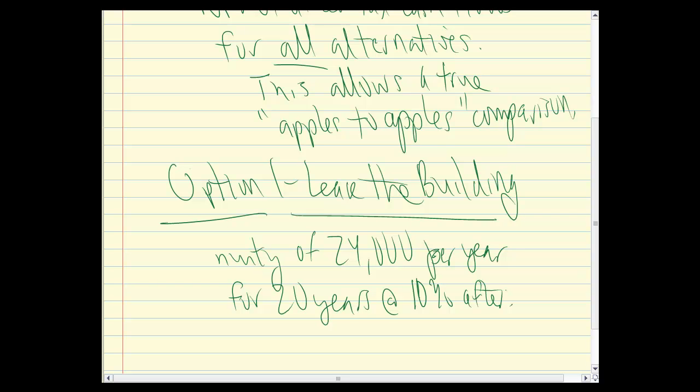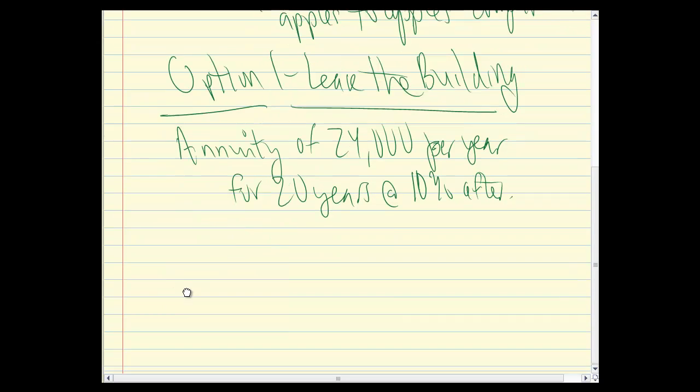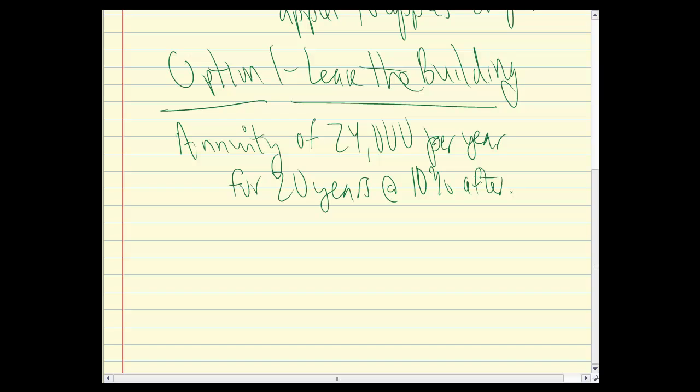Okay, so option one, lease the building. That should be an annuity. This thing's got a mind of its own sometimes. So basically, and 33% tax rate, we said? Yep. Okay, so what'd you come up with, Janice? Do you have it? So the annuity rate is 8.51.